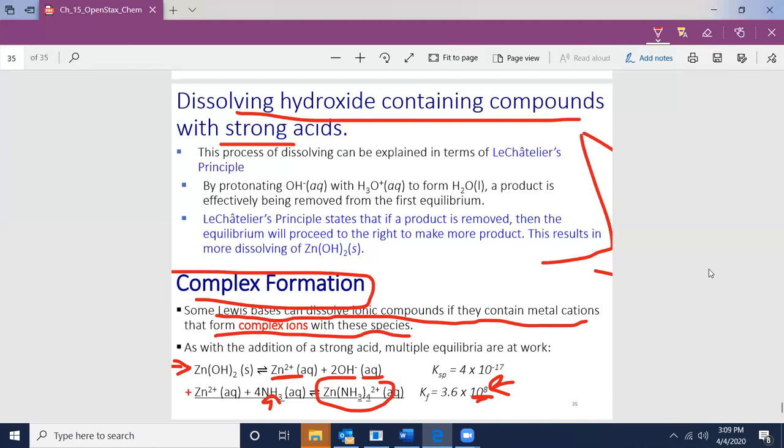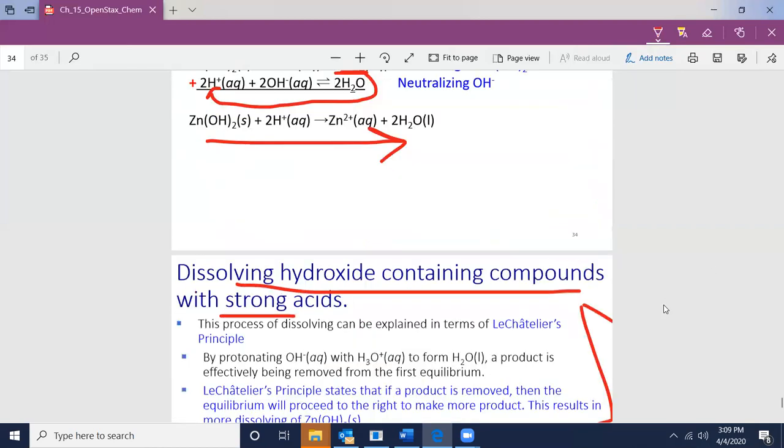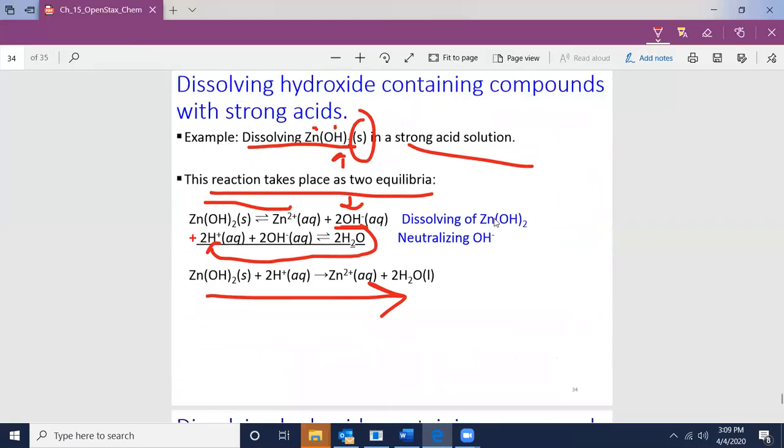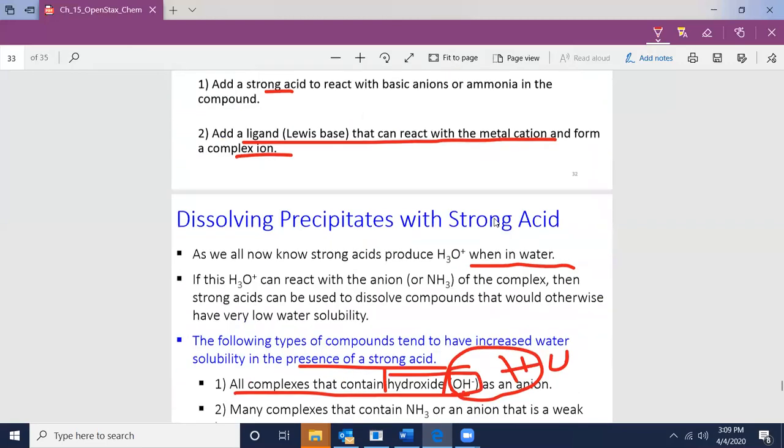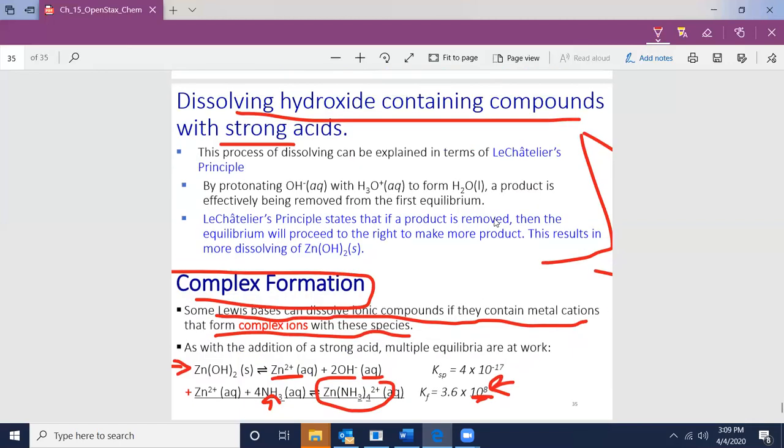Okay, and that's all about chapter number 15. You have learned two ways of how to dissolve sparingly soluble compounds: by the help of a strong acid, and by making a coordination complex.